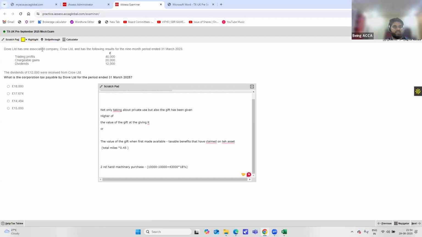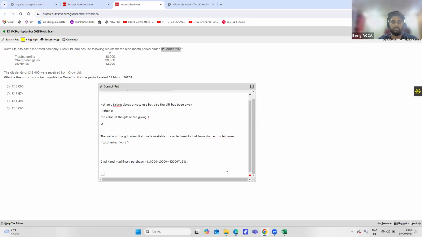Next, if Dove Limited has one associated company and has the following results for the 9-month period ended 31st March 2025. Dove Limited is an incorporated company and has trading profits of 40,000, chargeable gains of 20,000, dividends of 12,000. The dividends of 12,000 were received from Pro Limited. So there are two things to remember. One is because there is an associated company, your upper limit and lower limit thresholds would be adjusted. That is one point to remember.